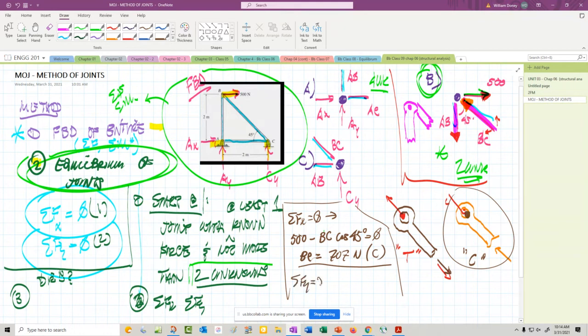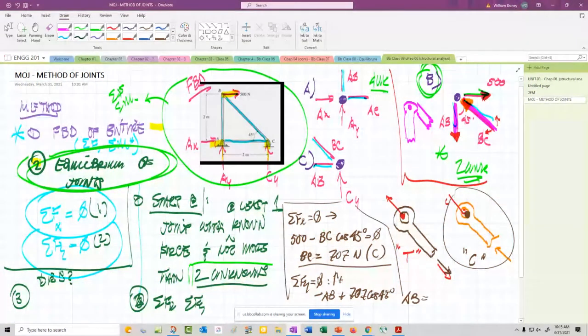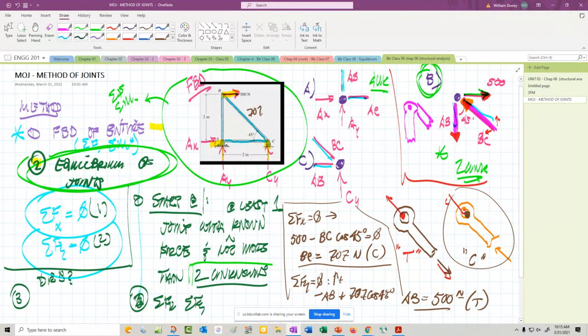Then I would sum forces in the Y equal to zero, positive up. I will get minus AB plus 707 cosine of 45, and that should give me AB equals 500 newtons. And since that's pulling away from the pin, that would be in tension. So I have 707 newtons there, and I have 500 newtons there.